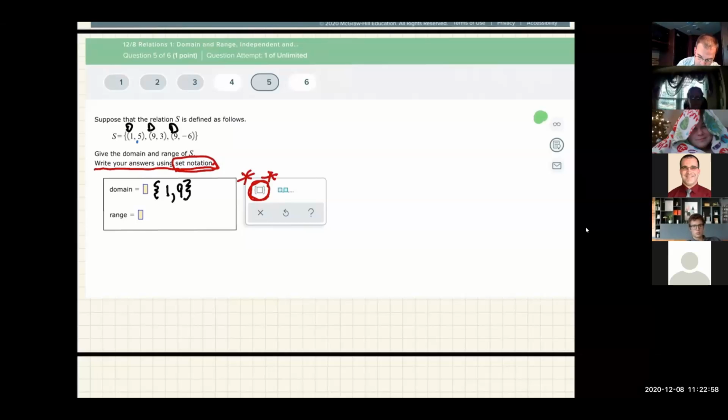Then my range is the second number in each ordered pair. So when I go to write my range, I have a 5 and a 3 and a -6. And clearly I did not just write those in numerical order. As a matter of fact, it's exactly backwards. I guess they're in numerical order from biggest to smallest, now that I think about it. All right. Any questions?